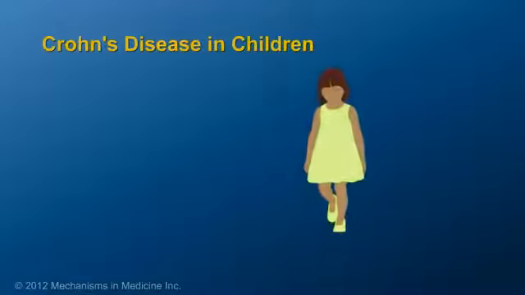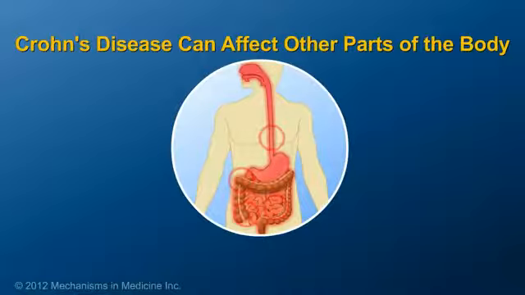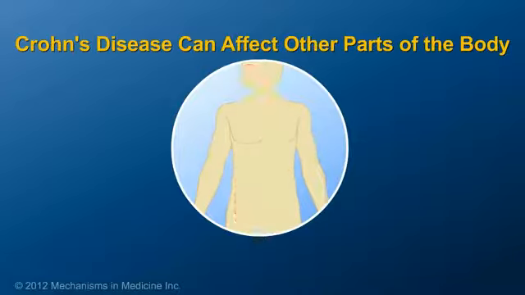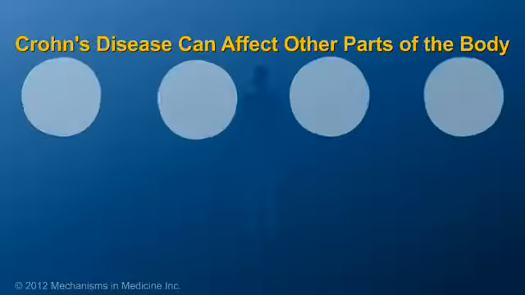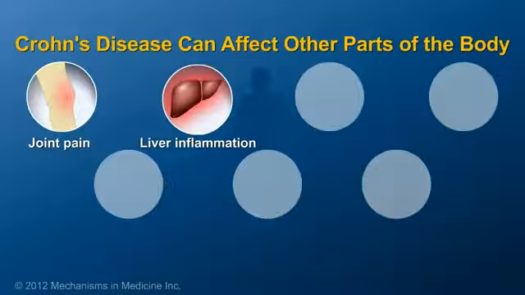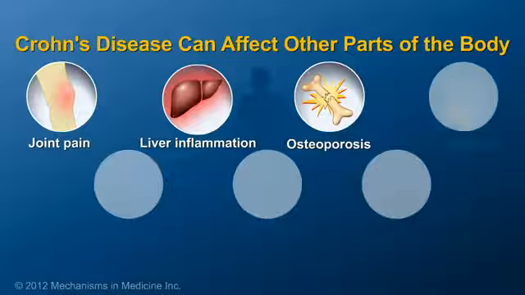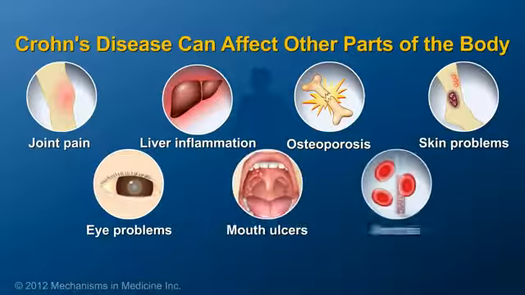In children, Crohn's disease may result in stunted growth and a failure to thrive, even if GI symptoms are not present. In addition to symptoms involving the GI tract, Crohn's disease can affect other parts of the body. Symptoms outside of the GI tract can include joint pain, liver inflammation, osteoporosis, skin problems, eye problems, mouth ulcers, and anemia.